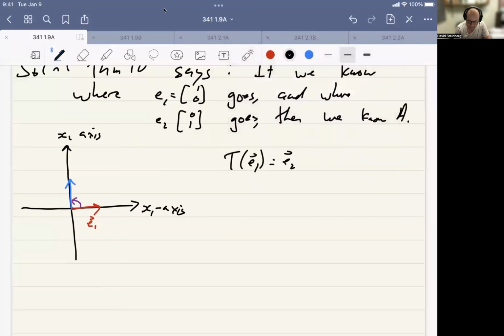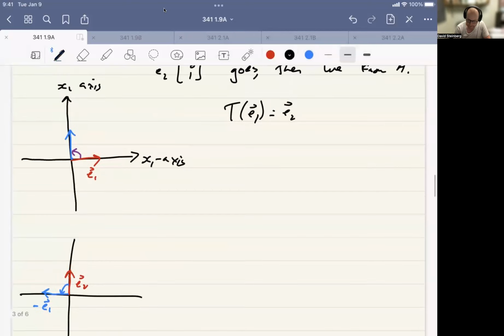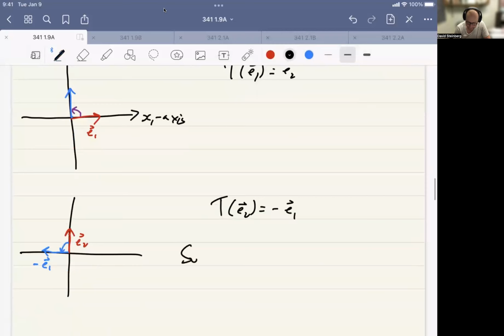And what happens to E2? Let's get another axis here so we're not getting confused with the pictures. So there's our copy of E2. If it's being rotated 90 degrees, it's going right over here, which looks like negative E1. Okay, so we're getting that T of E2 is negative E1. And so A, the matrix representing this transformation, has to have columns E2, negative E1.